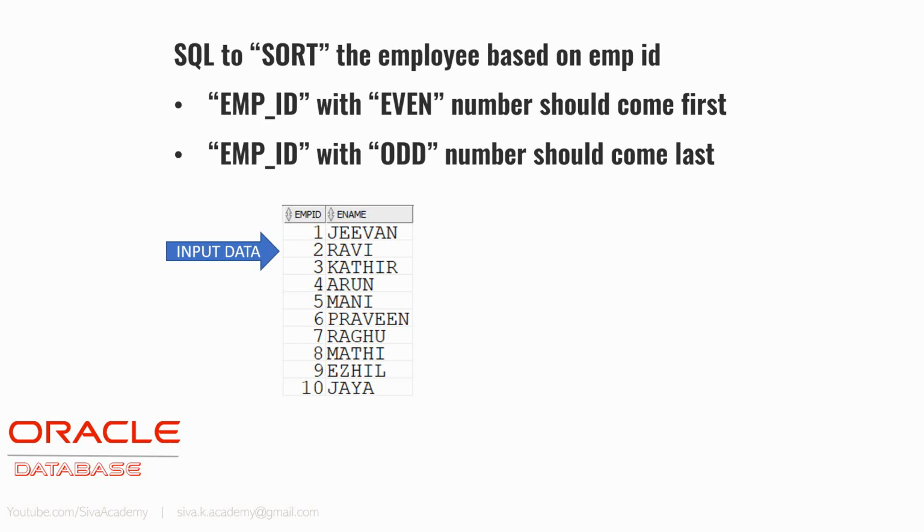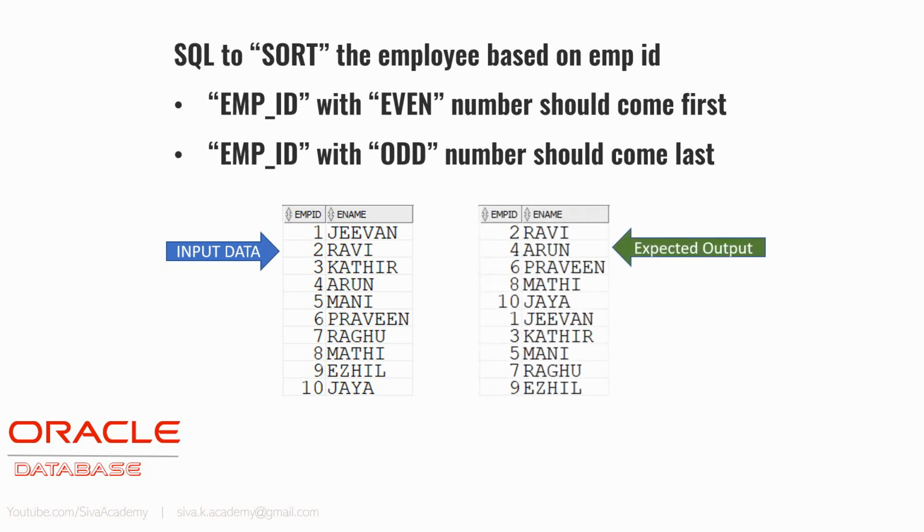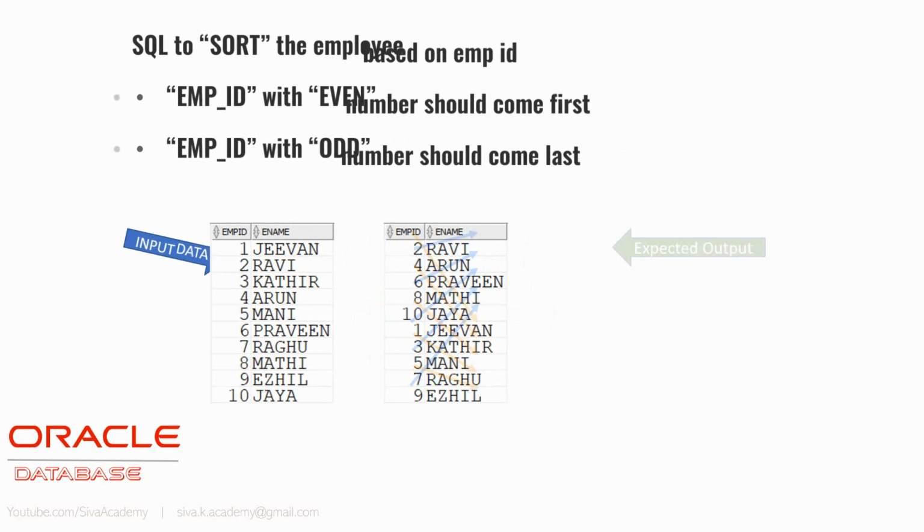For example, in this case, our output should be something like employee IDs having even numbers, for example, 2 Ravi, followed by 4 Arun, followed by 6 Praveen, followed by 8 Madhi, followed by 10. After that, all the employees with odd numbers should display. For example, it should start with employee ID 1, 3, 5, 7 and 9. So this is the expectation. Let's see how to write a SQL to achieve this functionality.